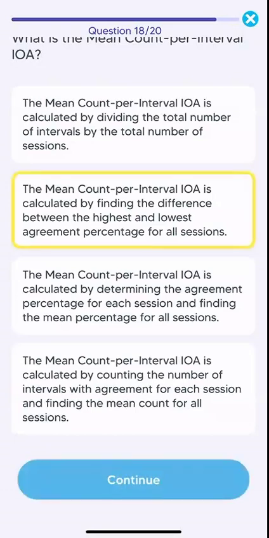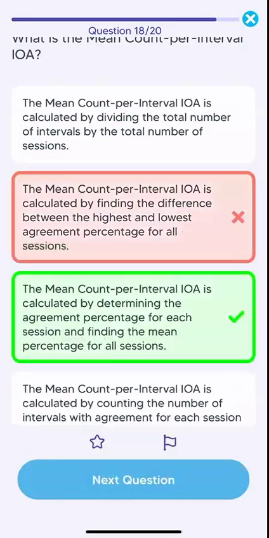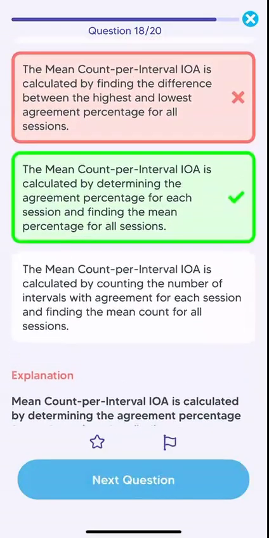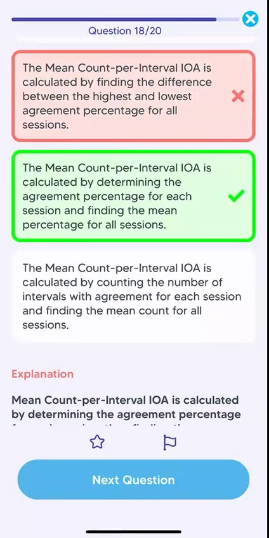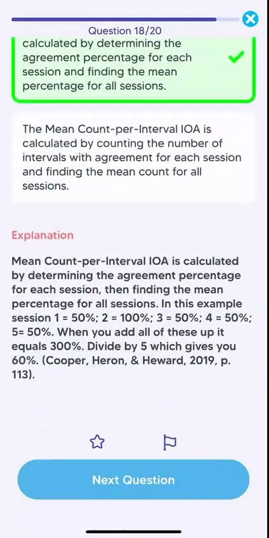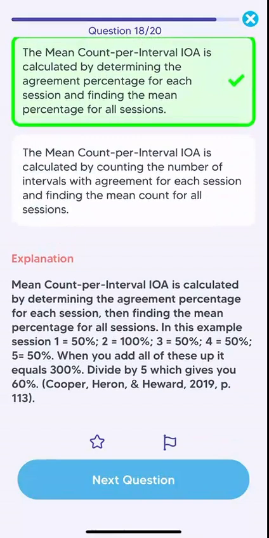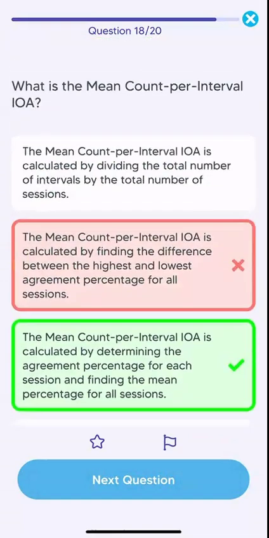Why did he say the mean per interval is calculated by dividing the total number of intervals by the total number of sessions? No, the mean count per interval is calculated by finding the difference between the highest and the lowest agreement, and then percentage for all sessions. No, this. Again you rush. Why? The count per interval is calculated by determining the agreement percentage, because this is the formula for calculating that one. You asked me for the formula, this is the formula, and please don't remove this, okay?